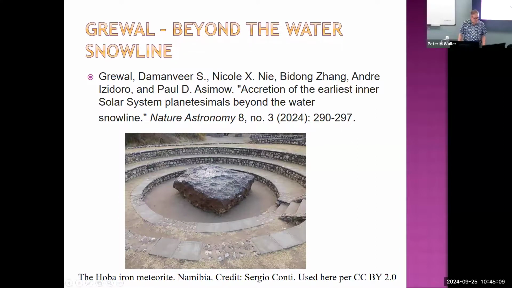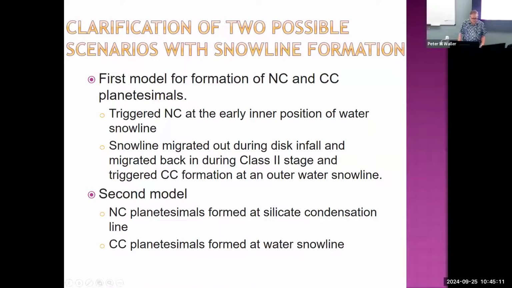So this is another type of meteorite. He said that there are two possible formation scenarios for the NC asteroids and meteorites. One is that they formed outside the snow line in a water-rich portion. The other is that they formed at what he called the silicate condensation line, or more like the dust disk. And so he used the iron meteorites to evaluate these two scenarios.